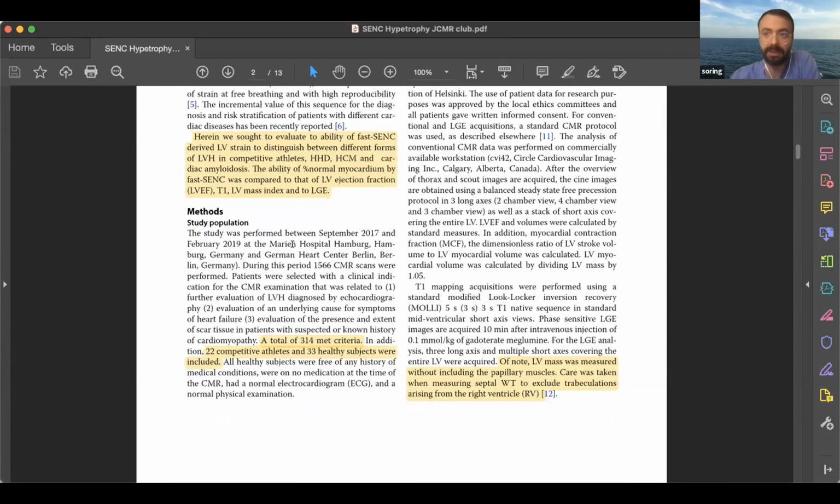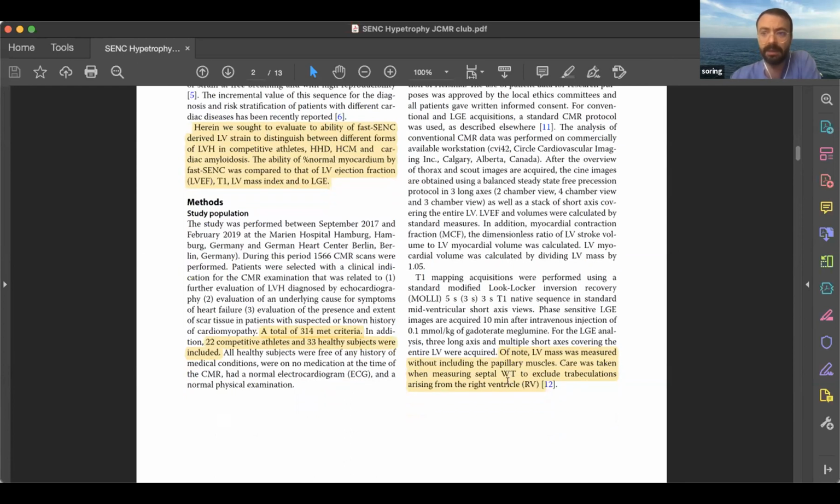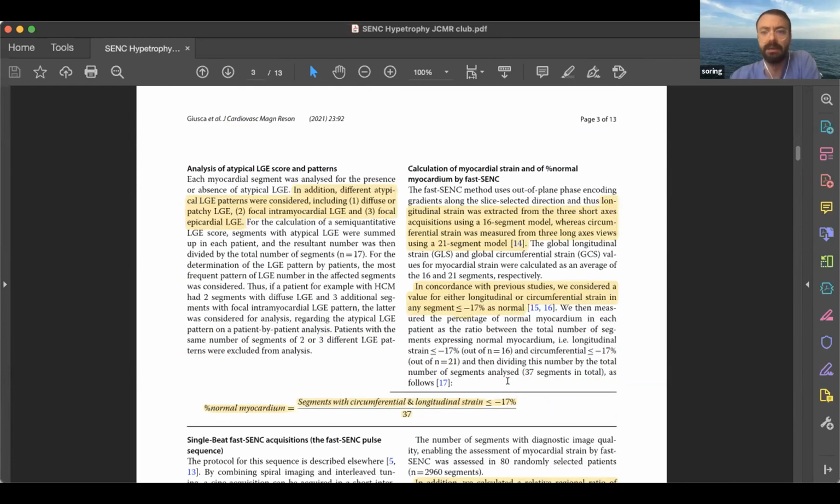To that, we also did an acquisition of single fast SENC on a single heartbeat myocardial strain. Maybe I will show you for those who are not familiar.